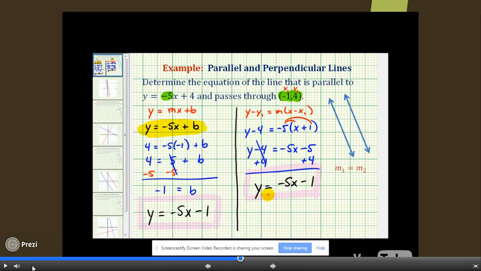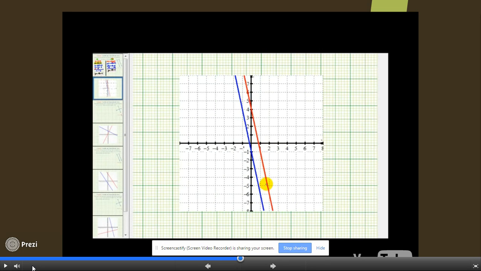Let's go ahead and quickly verify that this line is parallel to the given line and contains the point -1, 4. Right away we can see they have the same slope, so they are parallel. The given equation produced the red line, and the equation that we found produced the blue line. Notice how the blue line does contain the point -1, 4 right here. It has the same slope as the red line, which was -5, and it does have a y-intercept of -1. So this verifies our work is correct.